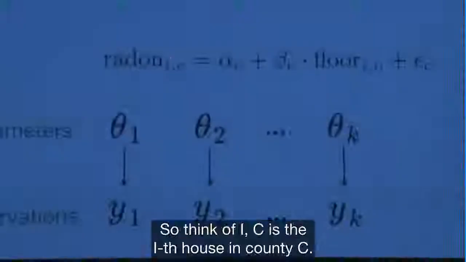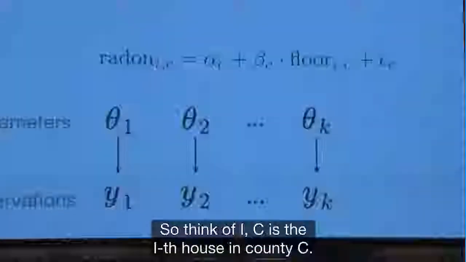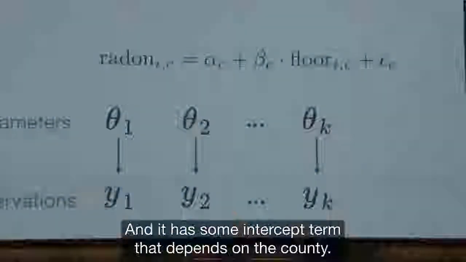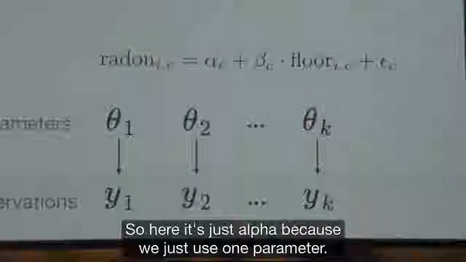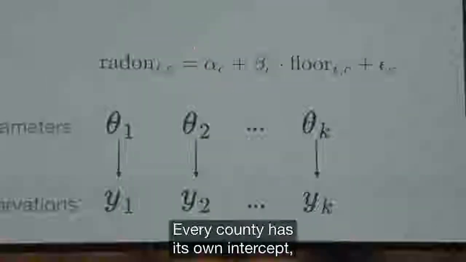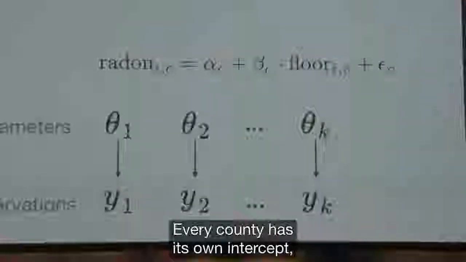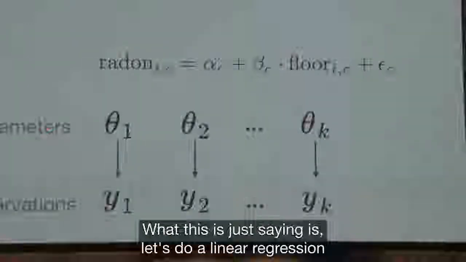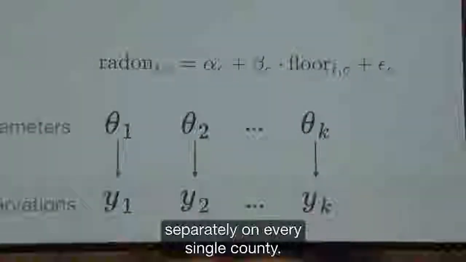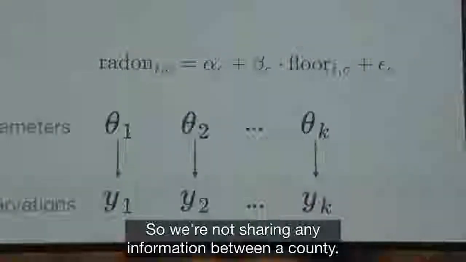So C is the county. So think of i as the ith house in county C. And it has some intercept term that depends on the county. So it's alpha sub c. Here every county has its own intercept, every county has its own slope and its own error term. So what this is just saying is, let's do linear regression separately on every single county, okay? So we're not sharing any information between counties.